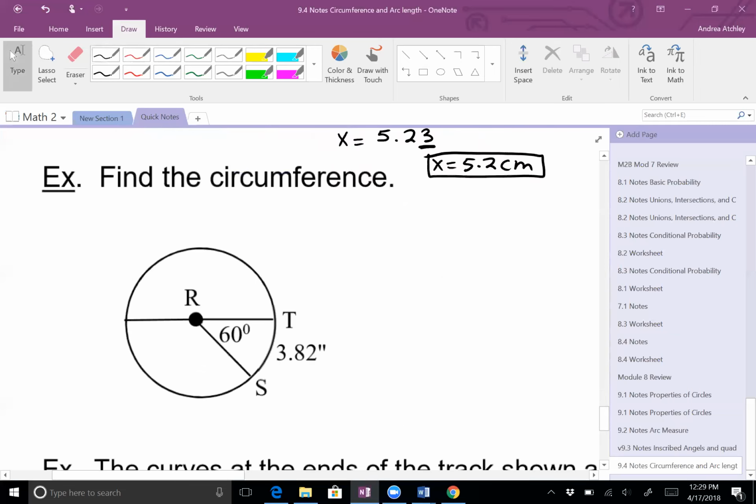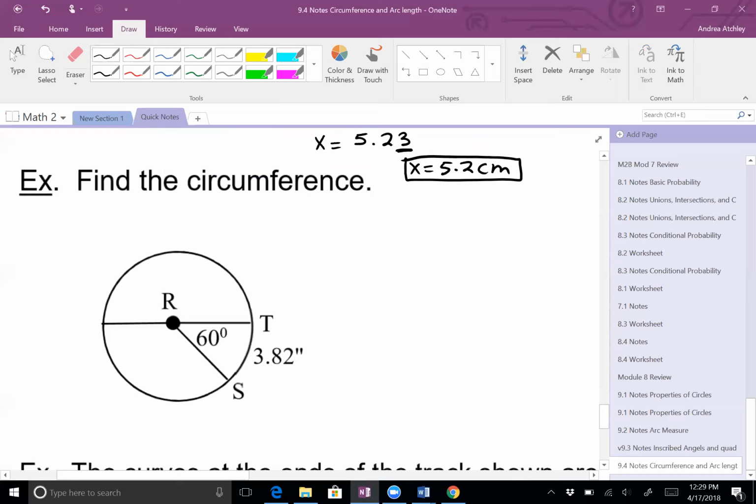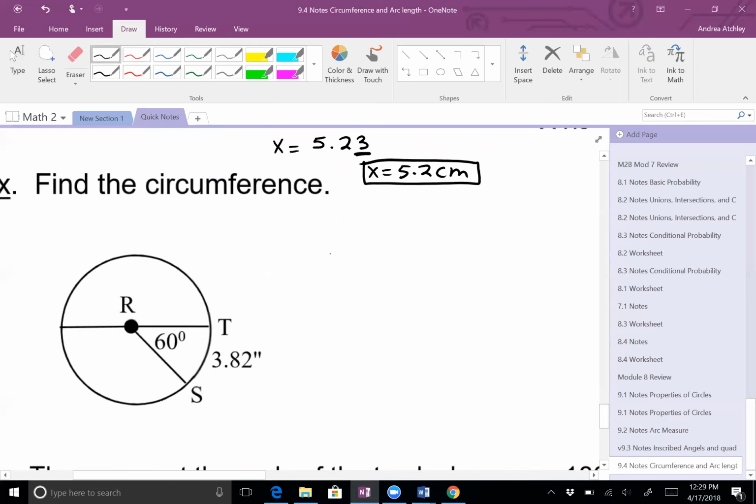Okay, now we're going to find the circumference. This time, they gave us the arc length, and they want us to find all the way around the circle. We're still going to use our formula of the central angle over 360 equals the arc length divided by the circumference. Any questions over that?